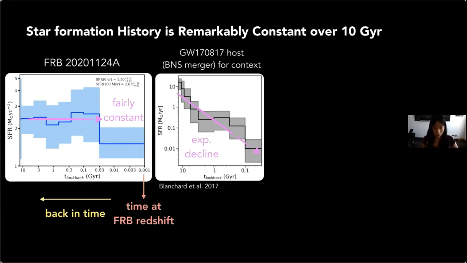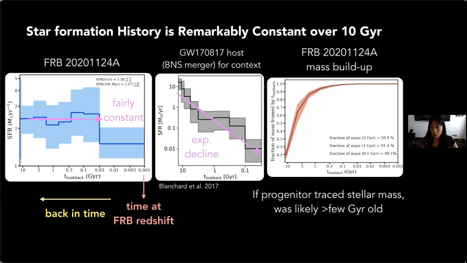So this is just for contrast. We can also construct the mass buildup history to understand when mass was built up over the course of the galaxy's lifetime. This is basically saying that if the progenitor purely traced stellar mass in the host galaxy, it's likely greater than a few giga years old. Of course, we have heard from previous talks that there's more to repeating FRBs than just stellar mass.